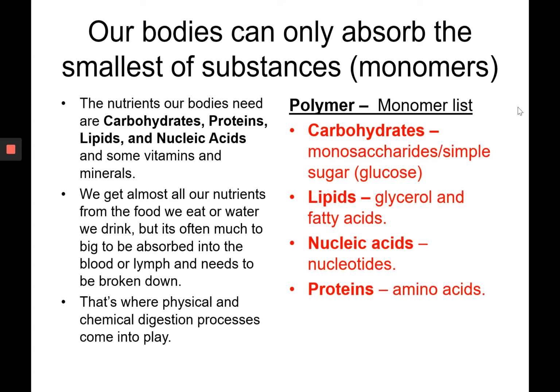It's only the monomers that can be absorbed into either the blood or the lymph. Carbohydrates, nucleic acids, and proteins are absorbed through enteric cells of the small intestine into blood capillaries, while lipids are absorbed through enteric cells into lymph fluid, specifically into lacteals, which are specialized lymph capillaries.